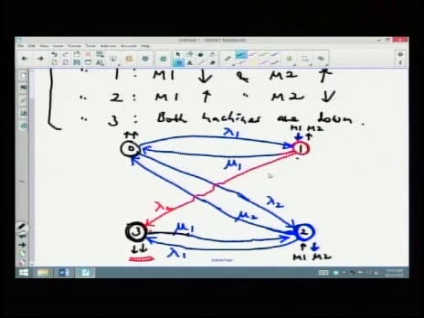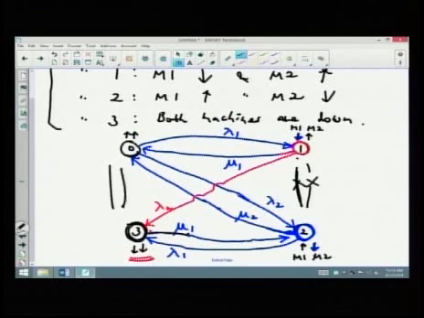1 to 2. Sorry? 1 to 2? How that can happen? Machine 1 is down at state 1 and is up in state 2. So no, that doesn't happen at the same time. Okay? So nothing's going to happen between these two. It's the same. Nothing's going to happen. This. Okay?